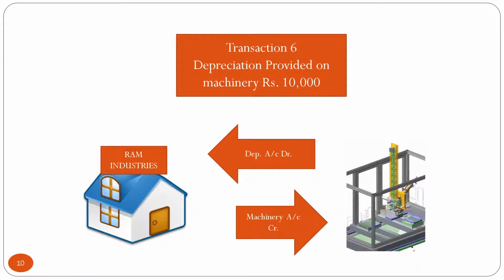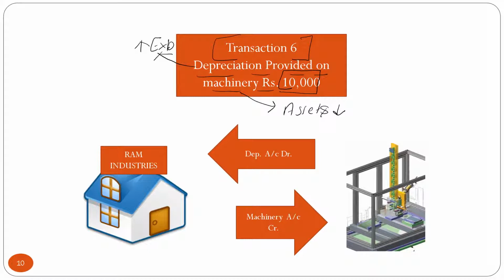Next we come up with transaction number 6, which is the last transaction. The depreciation provided on machinery rupees 10,000. So here are the two effects. Number one, there is an increase in the depreciation. Depreciation is an expense. And there is a decrease in the value of machinery, which is an asset. So asset decreases and expense increases.